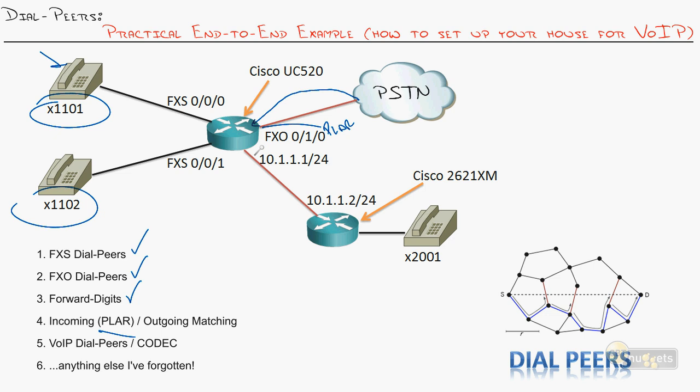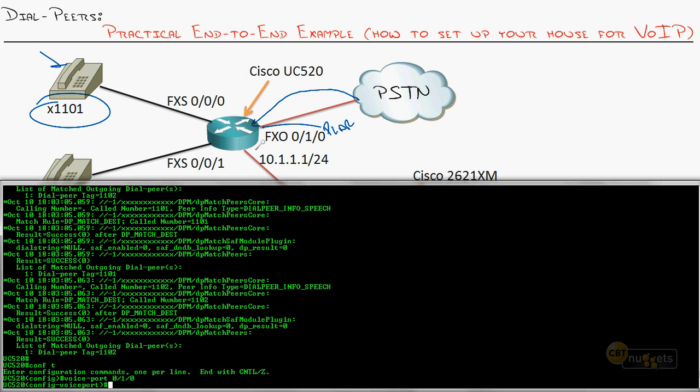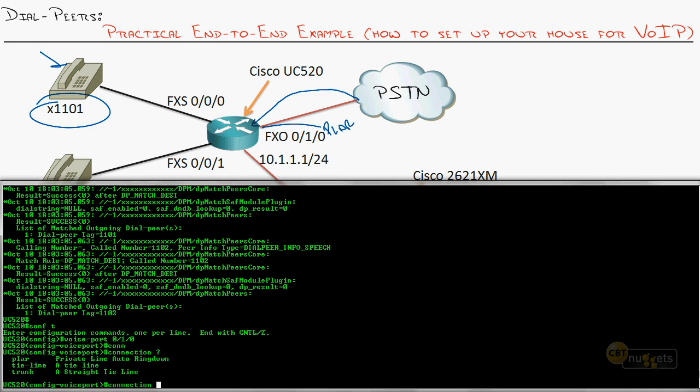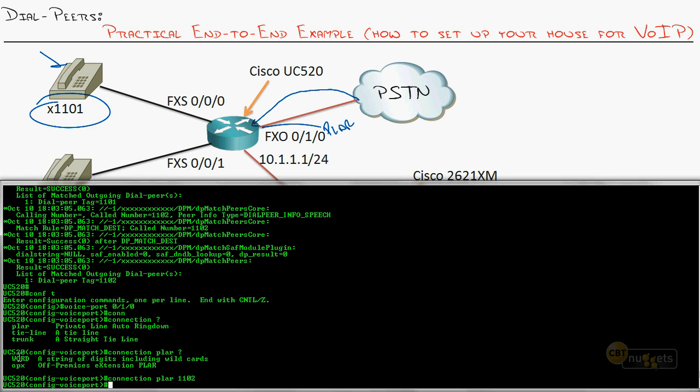So I'm going to go into global config mode. Let's go into voice-port 0/1/0. The dashes are so inconsistent with that command. Consistently inconsistent. And I'm going to type in connection. Matter of fact, I'll show you right here. We've got a tie line, a trunk, which is actually used when you are bringing up connections to PBX systems. But we're going to do PLAR. I'm going to say connection PLAR. Question mark, it says enter your string of digits. So I'm going to say, again, 1102. That's got a nice loud ring that we can all hear. Connection PLAR 1102 is going to ring that phone.